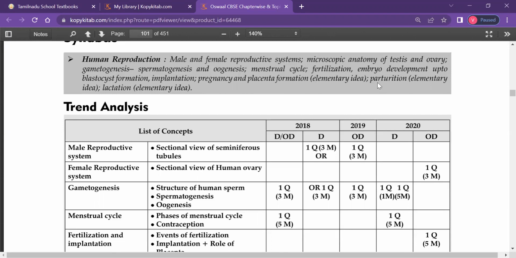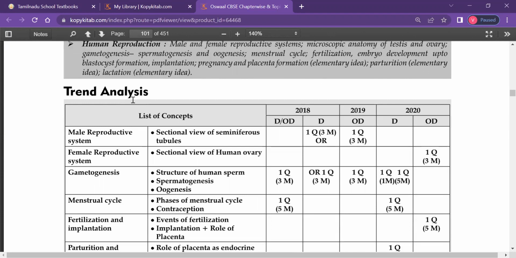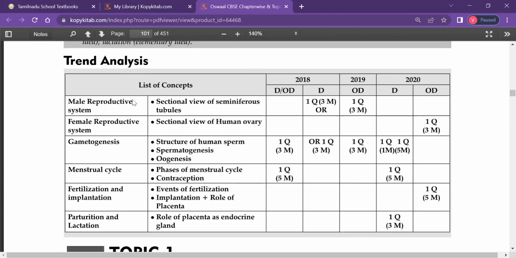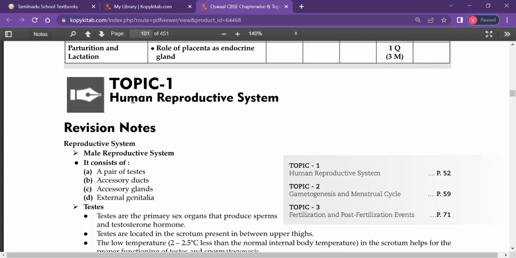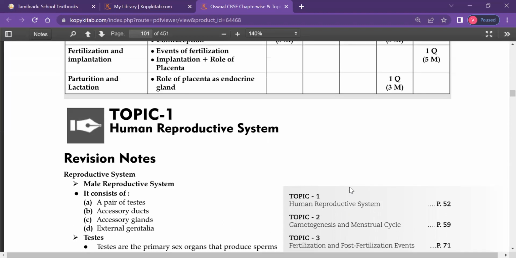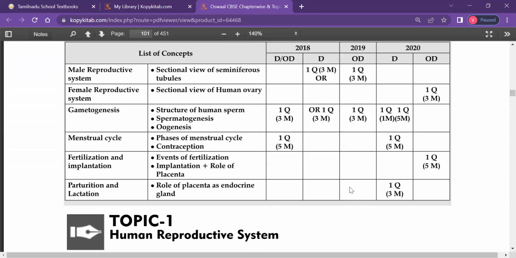Elementary idea. Then parturition, elementary idea. Then lactation, only elementary idea. We are not going deep into it, but we have to understand the concept. All right. So we can divide it into three parts: human reproductive system, then gametogenesis and menstrual cycle, then fertilization and post-fertilization period. This is the way we are going to segregate this.